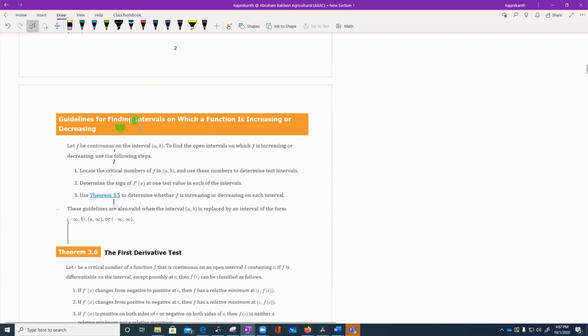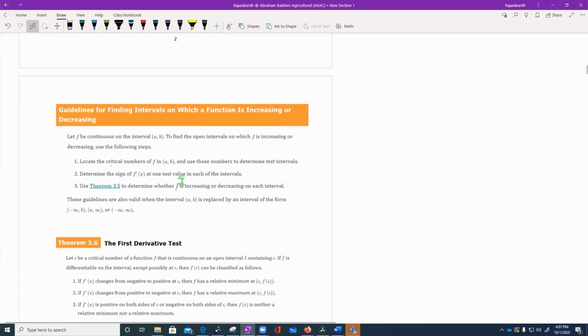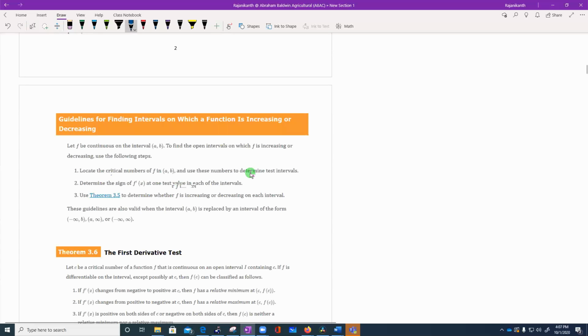So now this is the guideline we use to find whether the function is increasing or decreasing. First, identify the critical points, then divide the domain into subintervals by using those critical values. Then you have to find the sign of the first derivative in each interval. If we get positive, it is increasing, and if it is negative, it is decreasing. Okay. So this is all about finding increasing, decreasing intervals of a function.